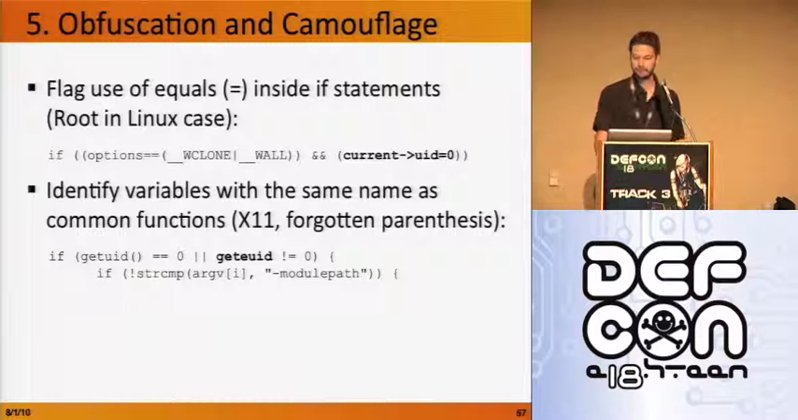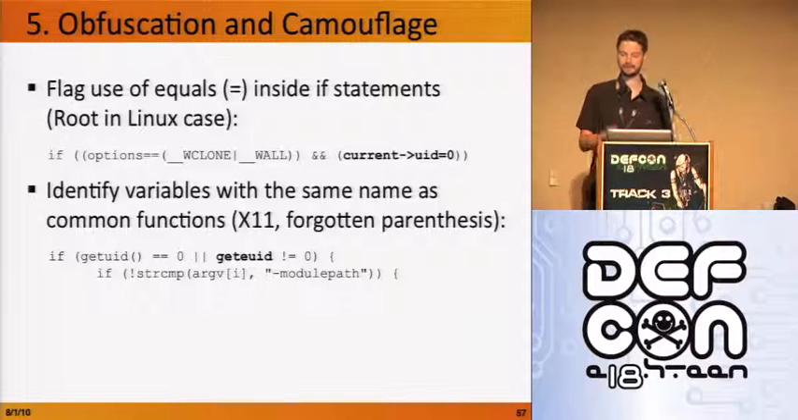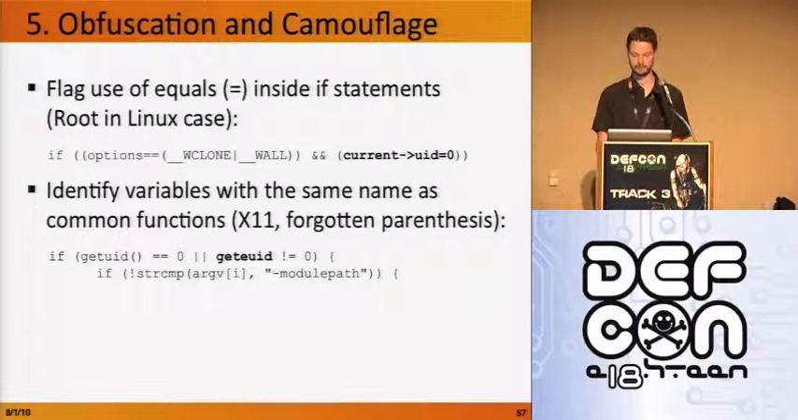Obfuscation and camouflage, we flag the usage of a single equals inside an if statement. You should not use a single equals in an if statement, so we flag that in the obfuscation and camouflage. We also flag when you're having the same name for a variable as a common function. If you're doing that, we will flag that in the obfuscation and camouflage.